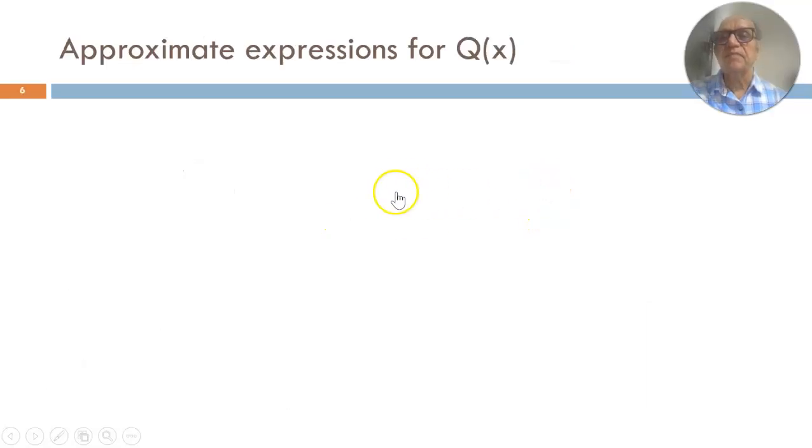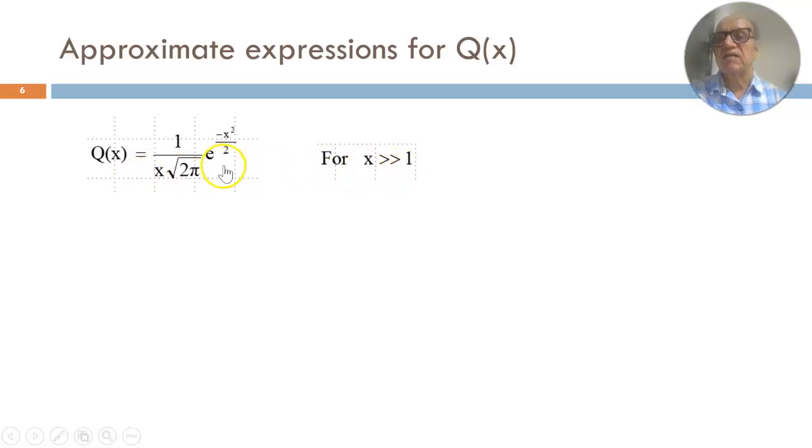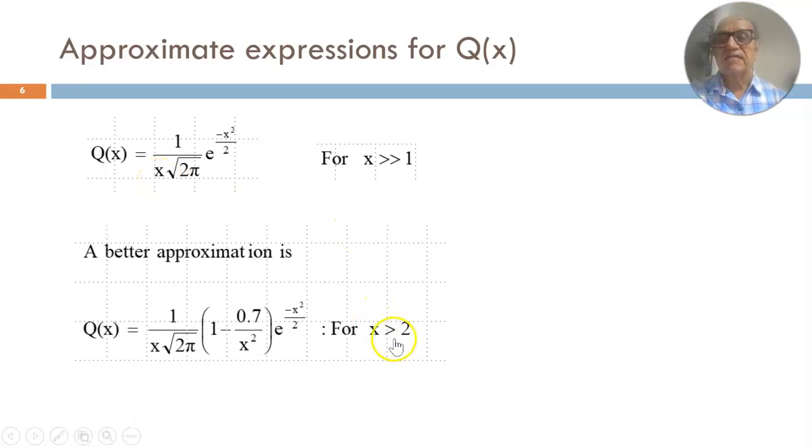Okay. Now, how to obtain this Q(x)? We don't have a closed form solution, but approximate expressions are available. If x is much greater than 1, you can use this expression. Note that the only difference between this and the density function is division by x here. But if x is greater than 2, suppose it's not much greater than 1, but just greater than 2, then this is the expression that can be used in order to find the Q(x). Okay. These two expressions can be used, or very often people use tables.